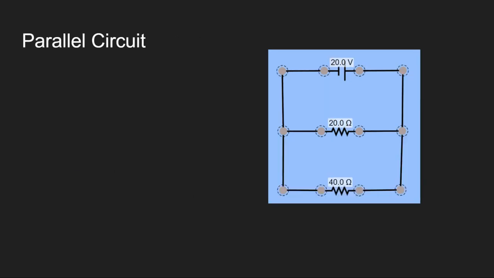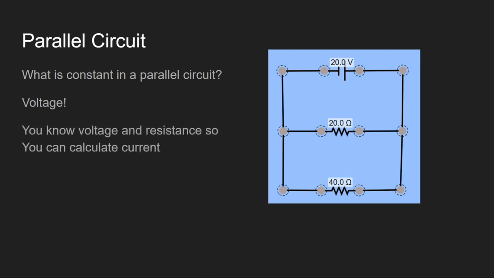All right, parallel circuit. So a parallel circuit is where my resistors are now side by side. And so what's constant in a parallel circuit? Well, the voltage is the same across each branch. And so in this particular case, we know the voltage of each resistor. So we can calculate the current of each resistor based upon that information using V equals IR again. So we know V, we know R, solve for I, which would be voltage divided by the resistance.